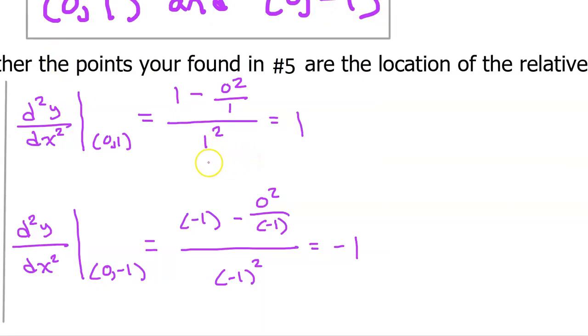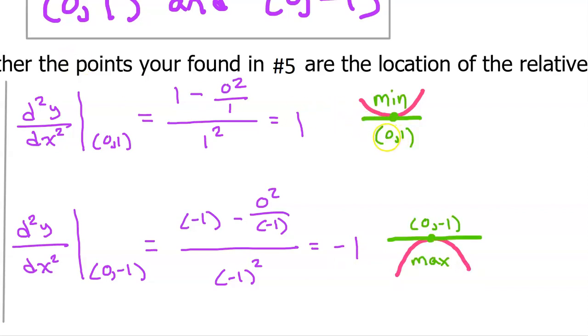We just discovered that for the point (0, 1), the second derivative is positive. That means the original function is concave up at (0, 1). And at (0, -1), the second derivative was negative, which means that the original function is concave down. That means (0, 1) is a relative min, while (0, -1) is a relative max.